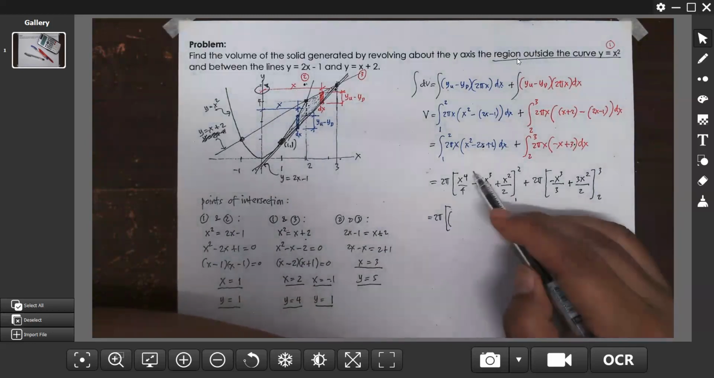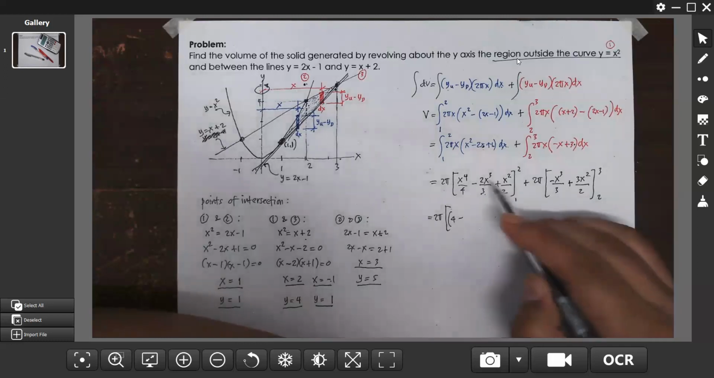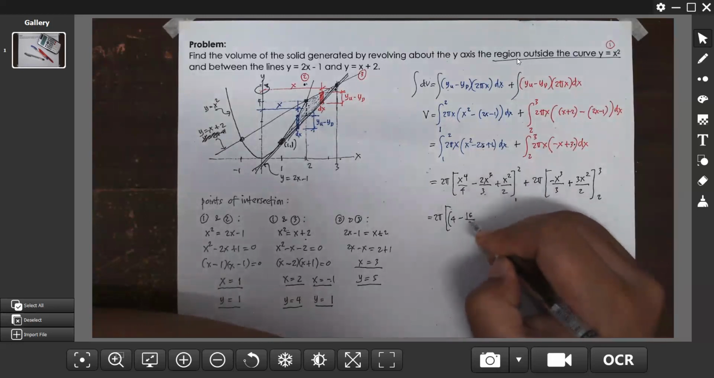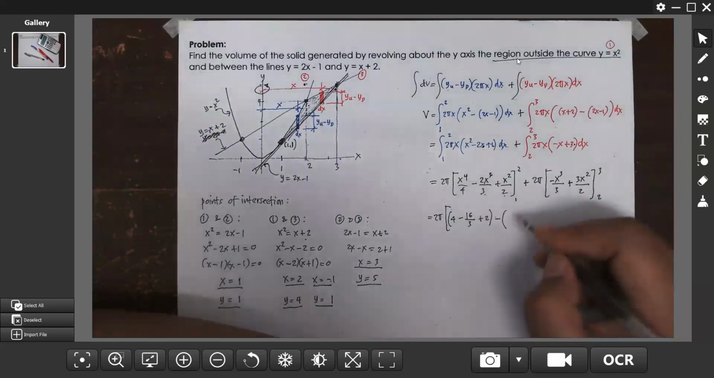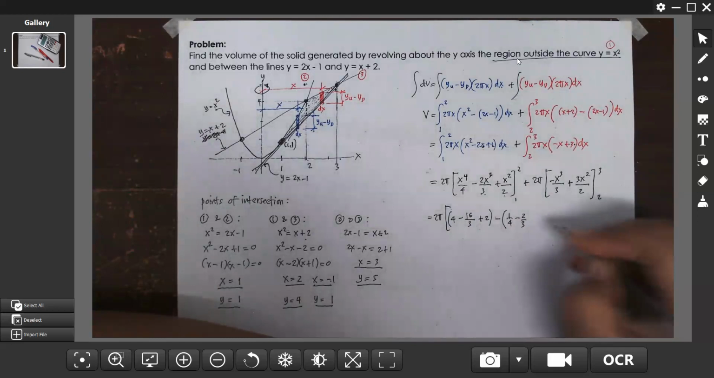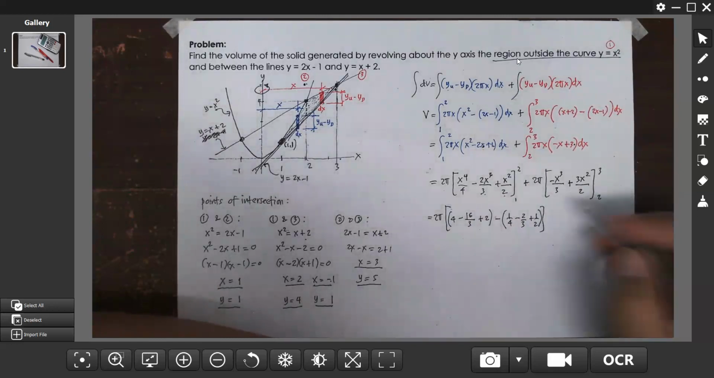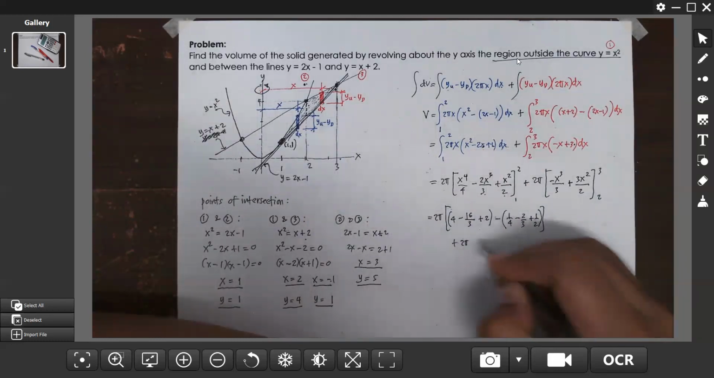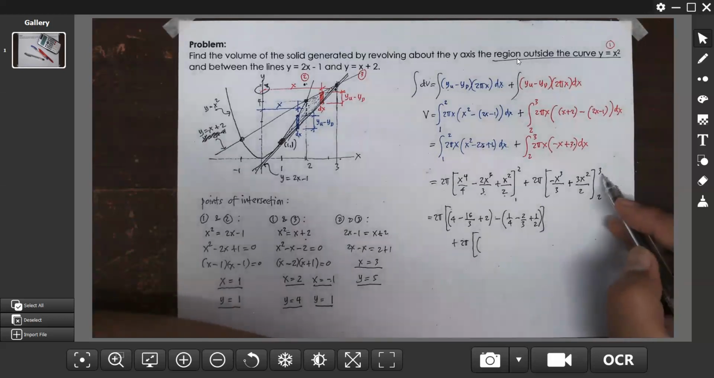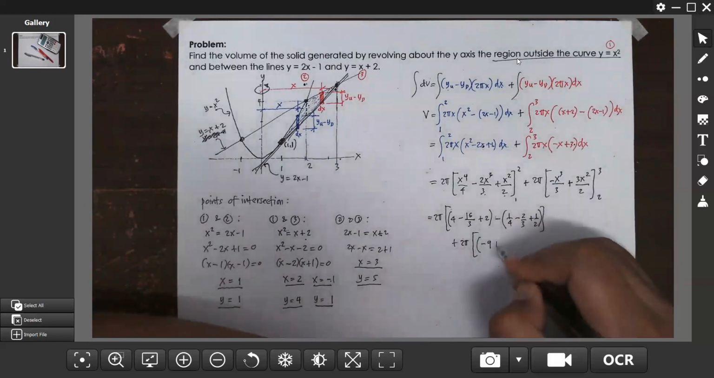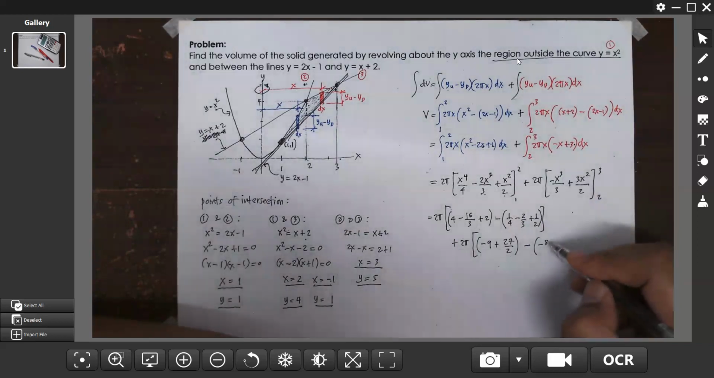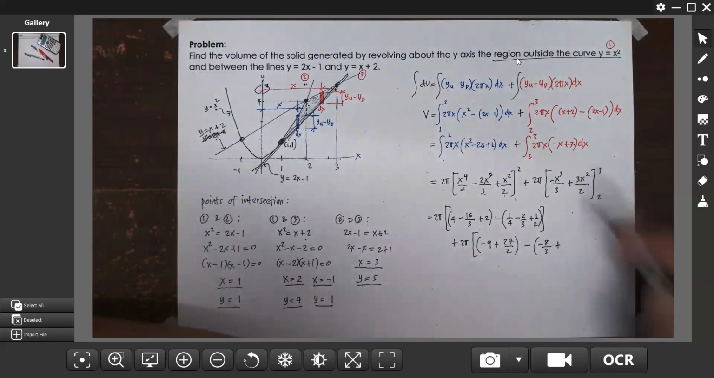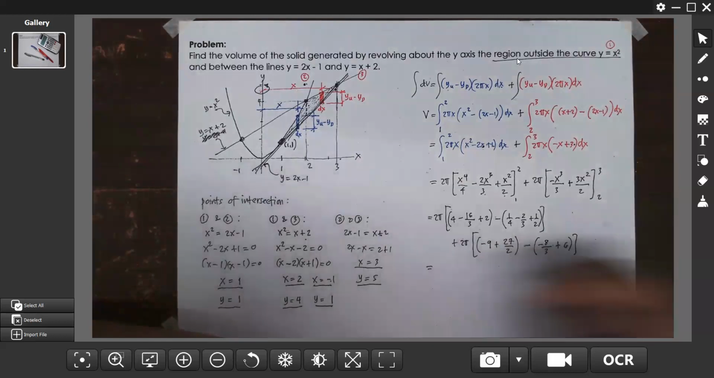Okay, let's evaluate. 2 raised to 4, 16 over 4, that's 4. Negative 2 times 2 cubed, it's 8 times 2, you have 16 over 3. Plus 2 squared, 4 over 2, that's 2. Minus lower limit, 1/4 minus 2/3 plus 1/2. Plus 2 pi, negative 3 cubed divided by 3, that's negative 9. 3 times 3 squared over 2, that's 27 over 2. Minus lower limit, negative 2 cubed, 8 over 3, plus 3 times 2 squared over 2, you have 6.